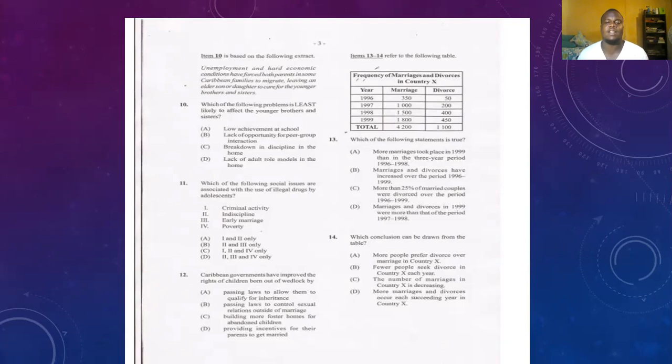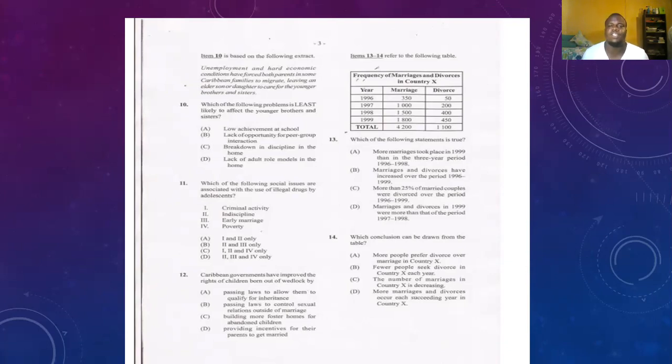Answer is A, passing laws to allow them to qualify for inheritance, because before they were illegitimate, so they didn't qualify for any inheritance because they were born outside of wedlock, their parents were not married, or their father was in another relationship and went out and had a child, right? But now many governments, or most governments, if not all, have passed laws to ensure that those children become legitimate and can qualify for inheritance.